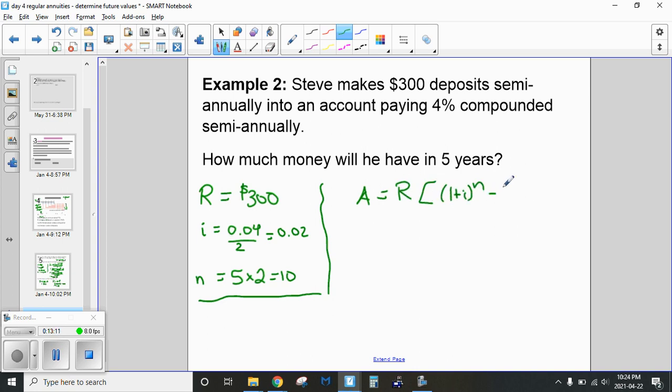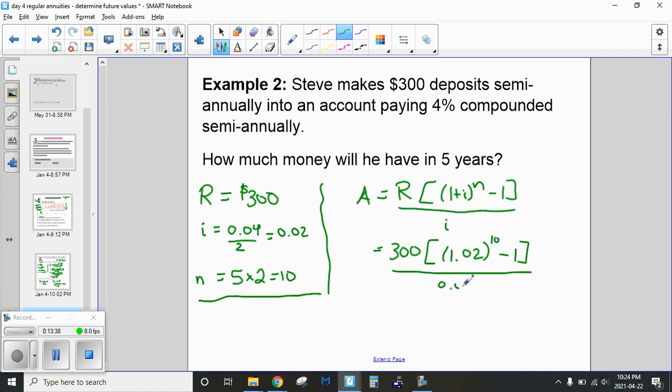Starting with the formula to make sure I don't make mistakes. And then substituting some of the numbers in. 300 for R, 1.02, so 1 plus the interest rate inside the bracket. The exponent is 10. And divide everything by the interest rate, 0.02.